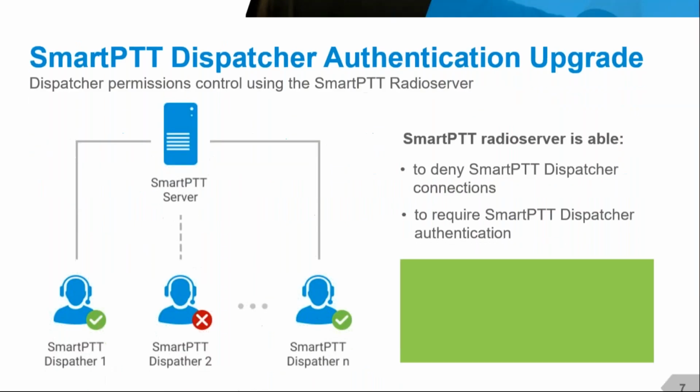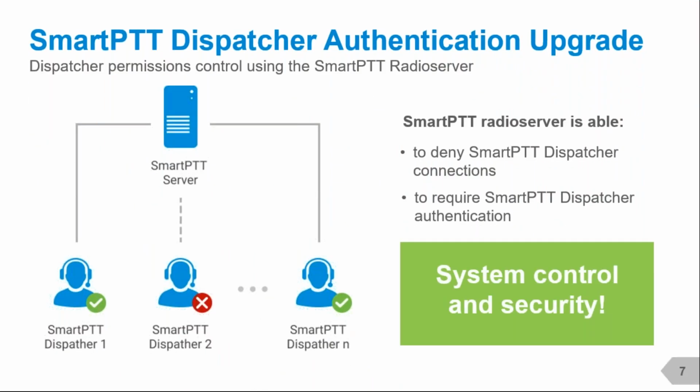Okay, so let's move to the third main point of release 9.7. It's the authentication upgrade, as I said before. Some time ago, we decided to improve authorization in SmartPTT and security in general. Actually, at first, the improvement was focused on trunking operators. But after release, we understood that this feature has some other advantages.